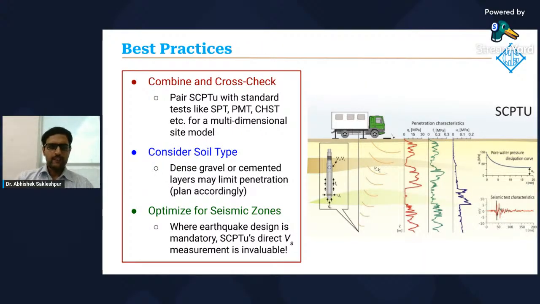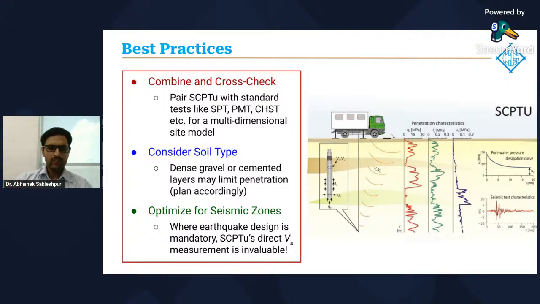In terms of best practices, it's always good to combine and cross-check. What that means is it's always good to pair your SCPTu with other standard tests, such as the SPT, pressuremeter test, or a crosshole seismic test, to obtain a multidimensional site model. The more information that you can have about your soil profile and the ground, the better informed decisions that you can make and the better analysis that you can do for your foundations.